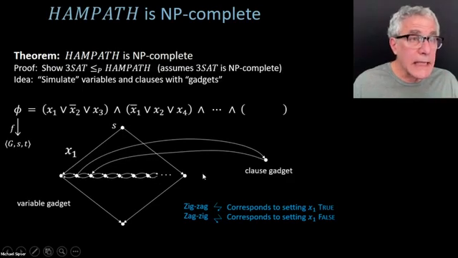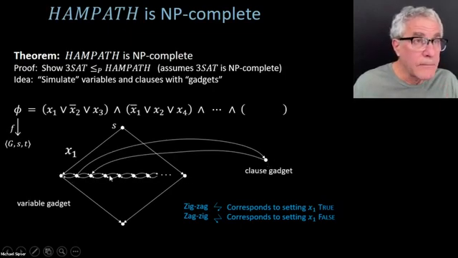If I'm doing a zigzag, then I can make the detour and visit that clause gadget, that clause node. But if I'm doing a zag-zig, the way this detour is structured does not allow me to visit that node. Because if I'm going from right to left here, by the time I get to this outgoing edge and want to come back, that node has already been taken.